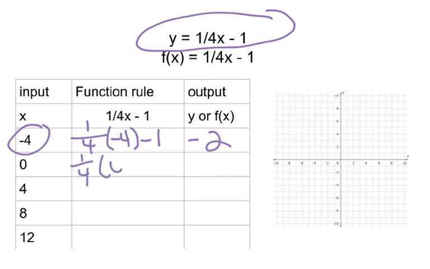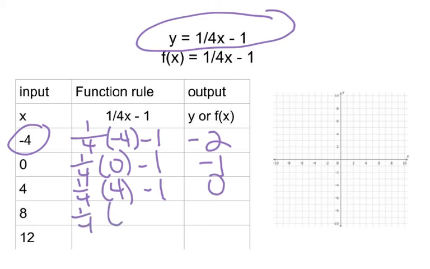1/4 times 0 minus 1 is -1. 1/4 times 4 minus 1 is 0. 1/4 times 8 minus 1 is 1. And 1/4 times 12 minus 1 is 2. And again, here goes this little tiny, tiny graph. At -4, the output was -2. For 0, the output was -1.